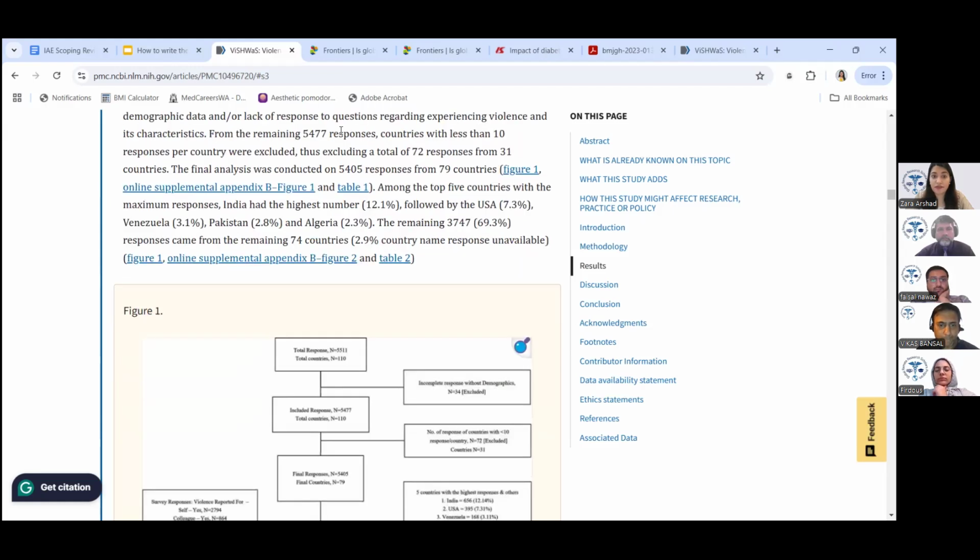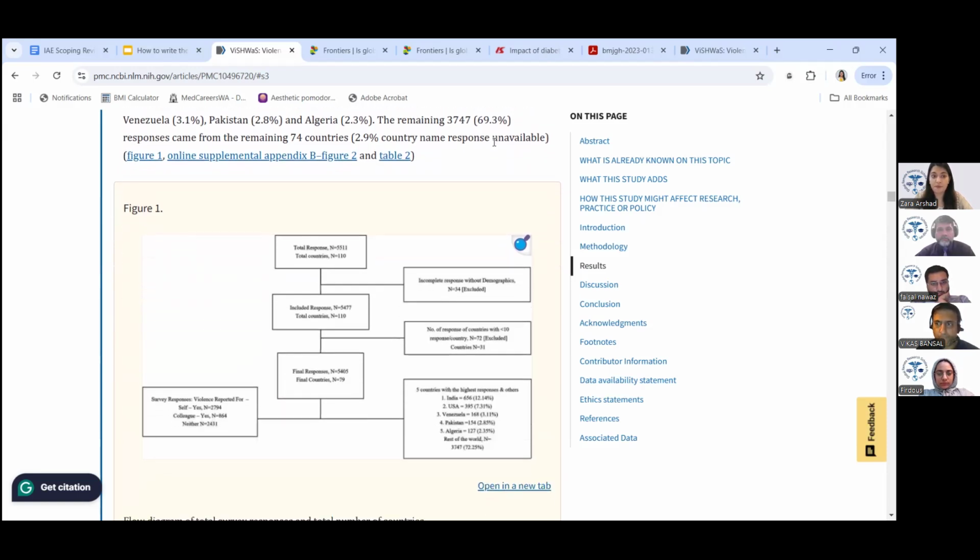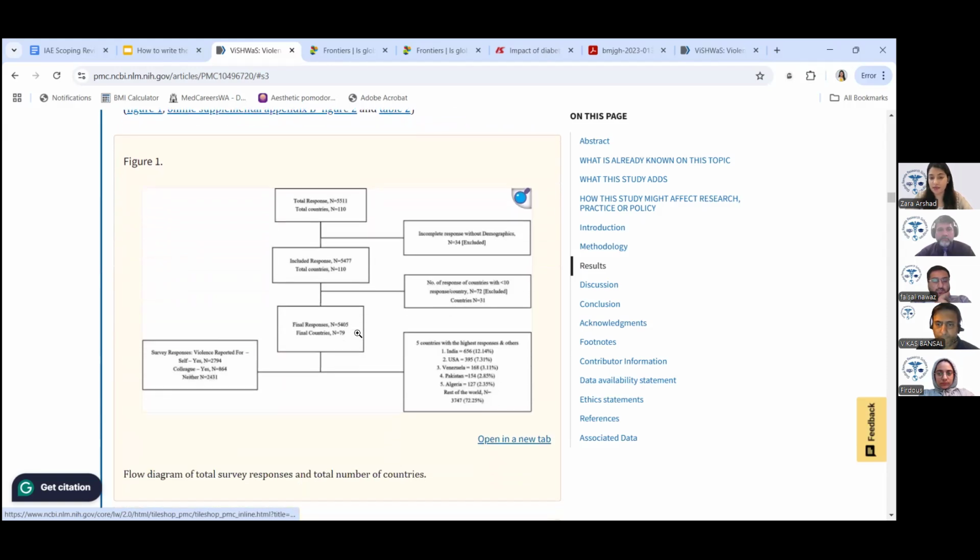Then 5,477 responses, countries were less than 10. This is exactly what was happening. It's just a description of what had happened when we were analyzing the results. The table below exactly summarizes what is written above it.